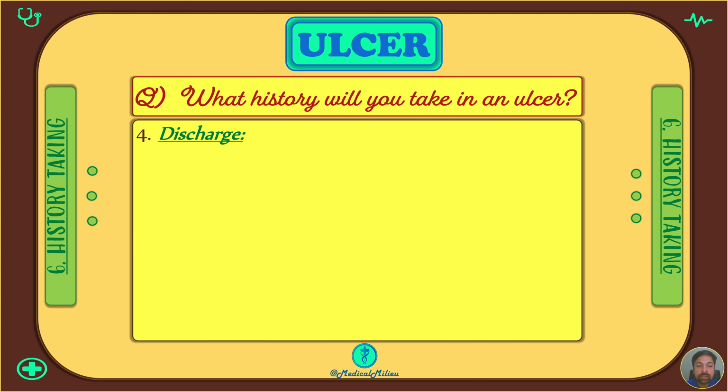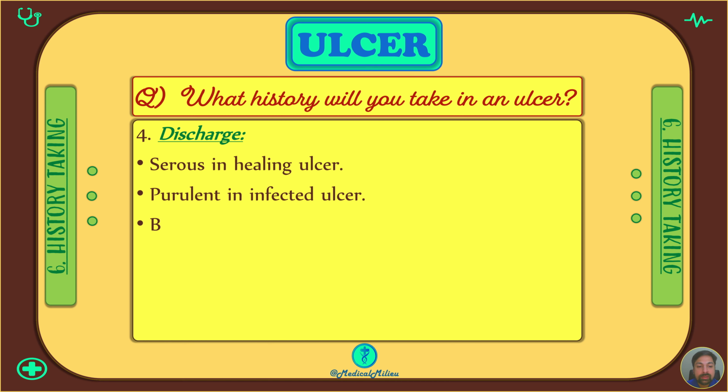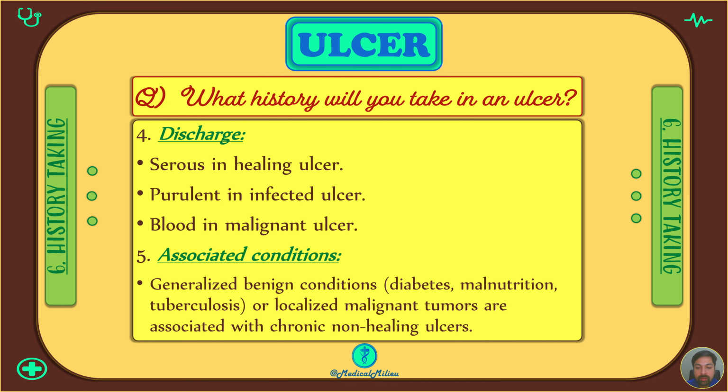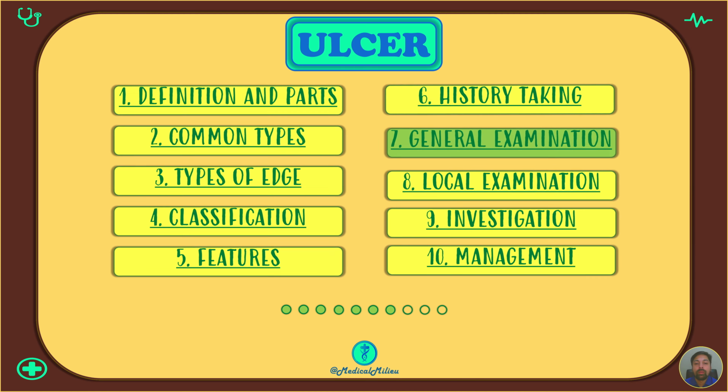Part 4 is the type of discharge. Serous discharge is seen in a healing ulcer. Purulent discharge is seen in an infected ulcer and bloody discharge is seen in a malignant ulcer. And part 5 is presence of associated conditions. Generalized benign conditions like diabetes, malnutrition, tuberculosis or localized malignant tumors are associated with chronic non-healing ulcers.